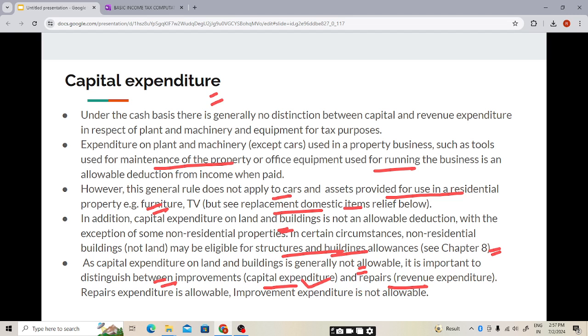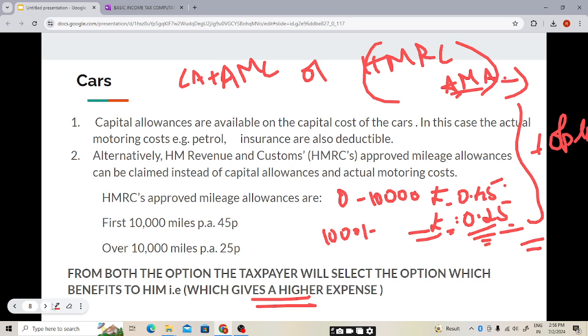Capital expenditure means that which increases the earning capacity of the property. Revenue means that which keeps the income from the property stable. It will not increase our income.